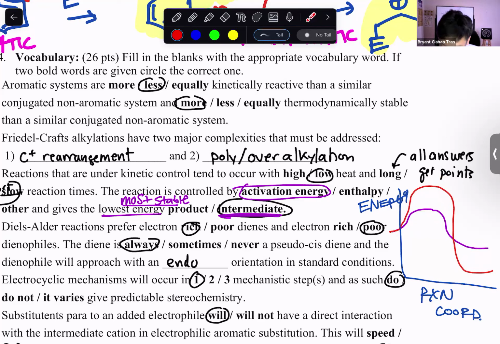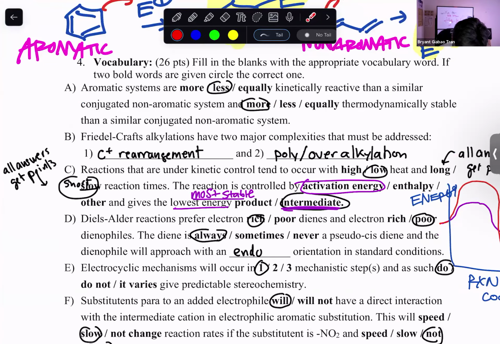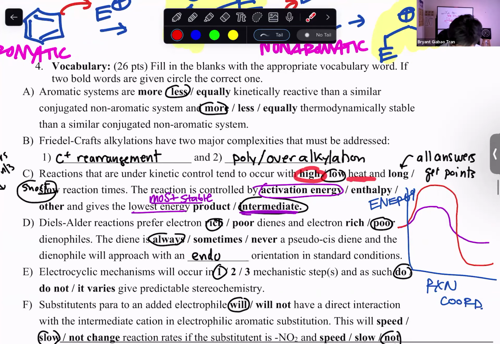What if it was under thermodynamic control? So if it was under thermodynamic control, it's going to occur in high heat, right? Because we need high energy to overcome that big activation energy in order for us to get that more stable product, the thermodynamic product. Right? And it's going to happen over a long time because it's going to require time and energy to get to that stable product. So it's going to happen over a long time.